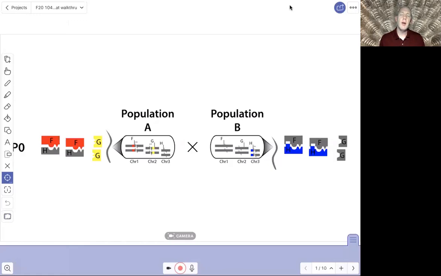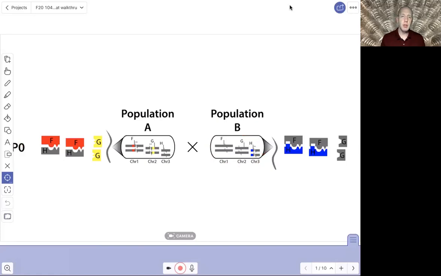Today I'm going to describe for you how creating crosses between two different populations or two different species and examining the genotypes of their hybrids can help us better understand and locate loci that are involved in hybrid genetic incompatibilities. So in this case, what I've diagrammed is a P0 generation between two different populations, population A and population B.